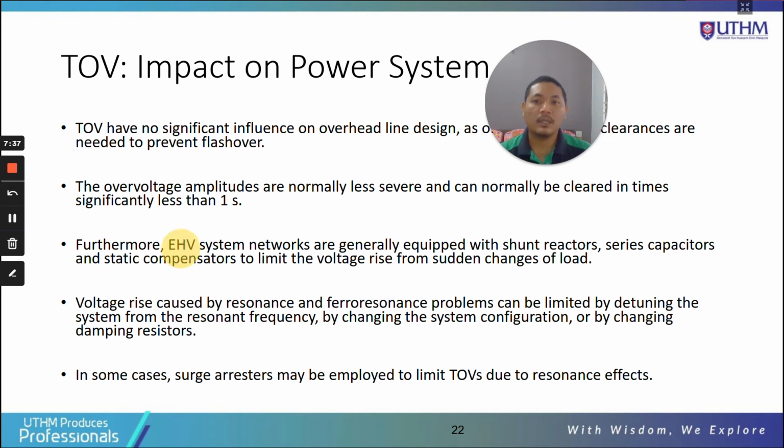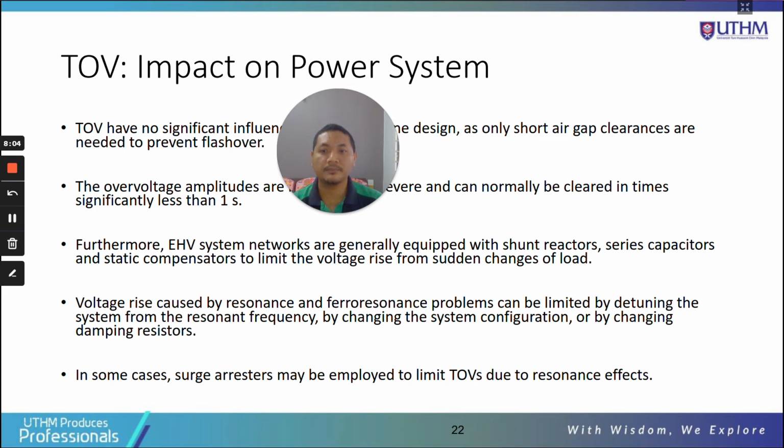Furthermore, extra high voltage system networks are generally equipped with shunt reactors, series capacitors, and static compensators to limit the voltage rise from sudden changes of load. So we have these reactors, capacitors, compensators to control the system voltage, to avoid it going beyond the rated voltage.